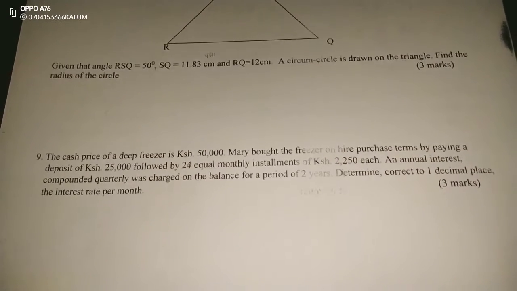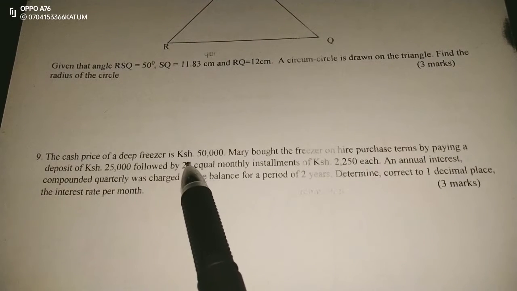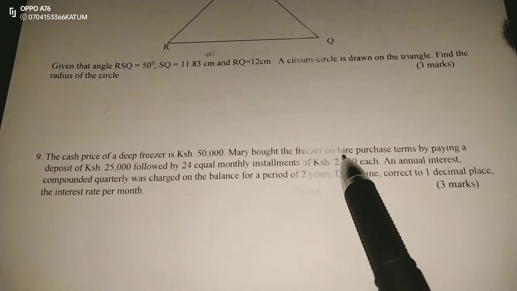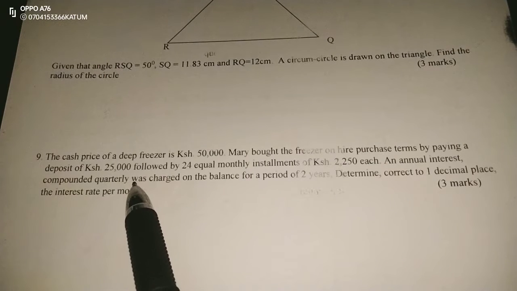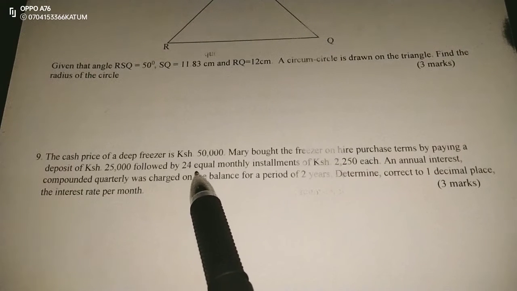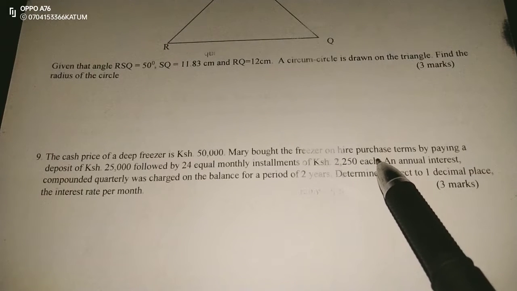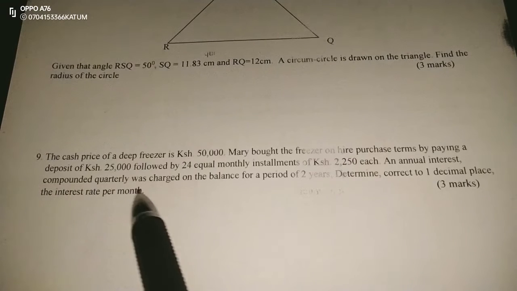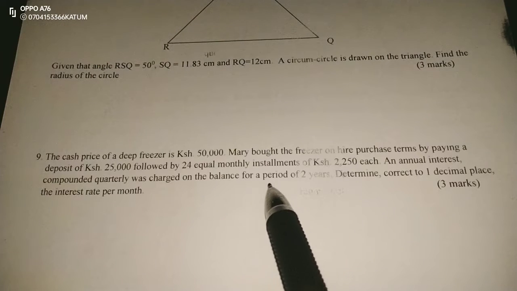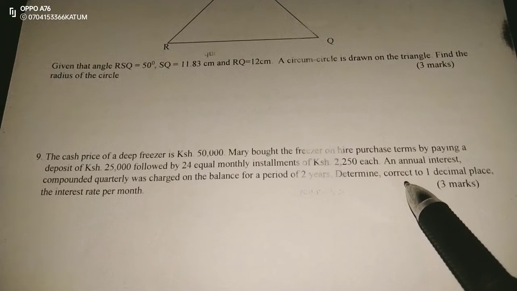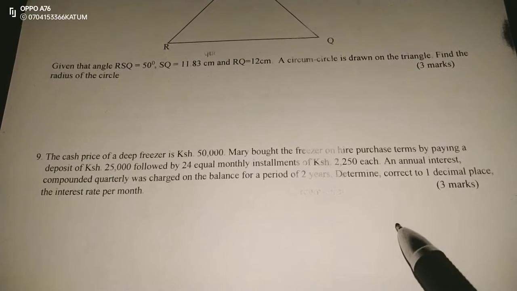Number 9, we are told that the cash price of a deep freezer is 50,000 Kenya shillings. Mary bought the freezer on hire purchase by paying a deposit of 25,000 Kenya shillings, followed by 24 equal monthly installments of 2250 Kenya shillings each. An annual interest compounded quarterly was charged on the balance for a period of 2 years. Determine, correct to one decimal place, the interest rate per month.